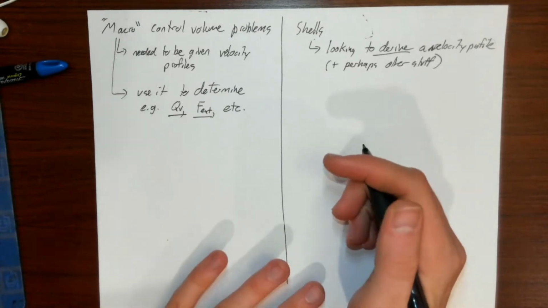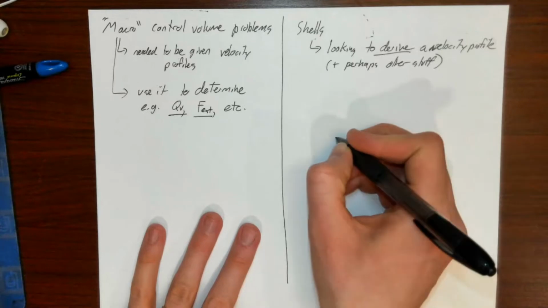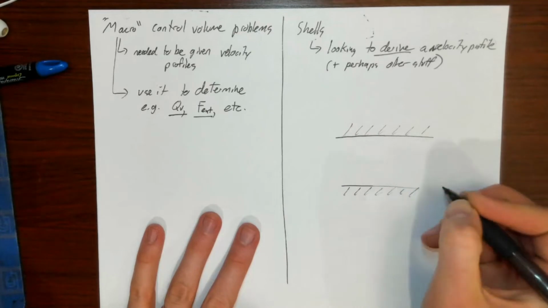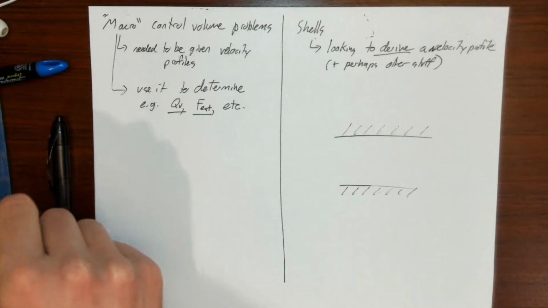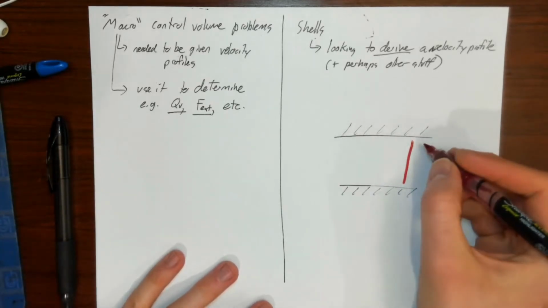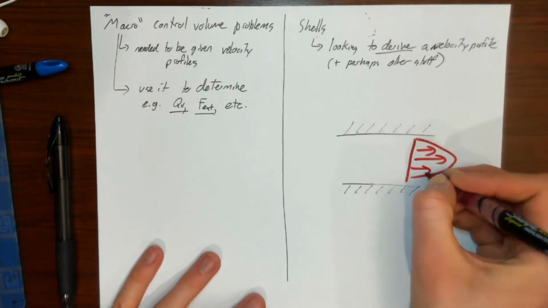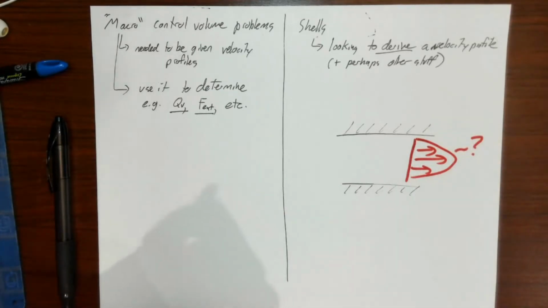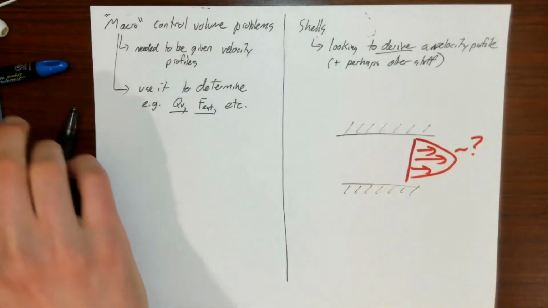So what might shells look like? Well, let's say I had two solid plates, and I was applying some pressure to drive flow between those plates. I might end up with a velocity profile. Let's say I don't know what this velocity profile is, right? There's some hypothetical velocity profile, and I don't know what function describes it. So what do I do when I'm doing a shells type problem?